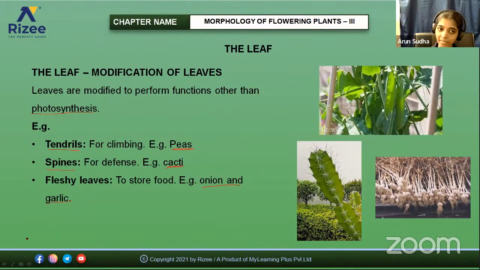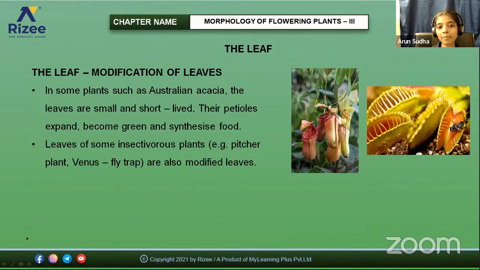And there are several other examples, like some plants such as Australian acacia. The leaves are small and short-lived. And the petioles expand and become green. Normally it is only the leaves that are green, photosynthesize and produce food. But in this case, the petioles expand, they become green and they synthesize food. So in different plants, the leaves do different functions.